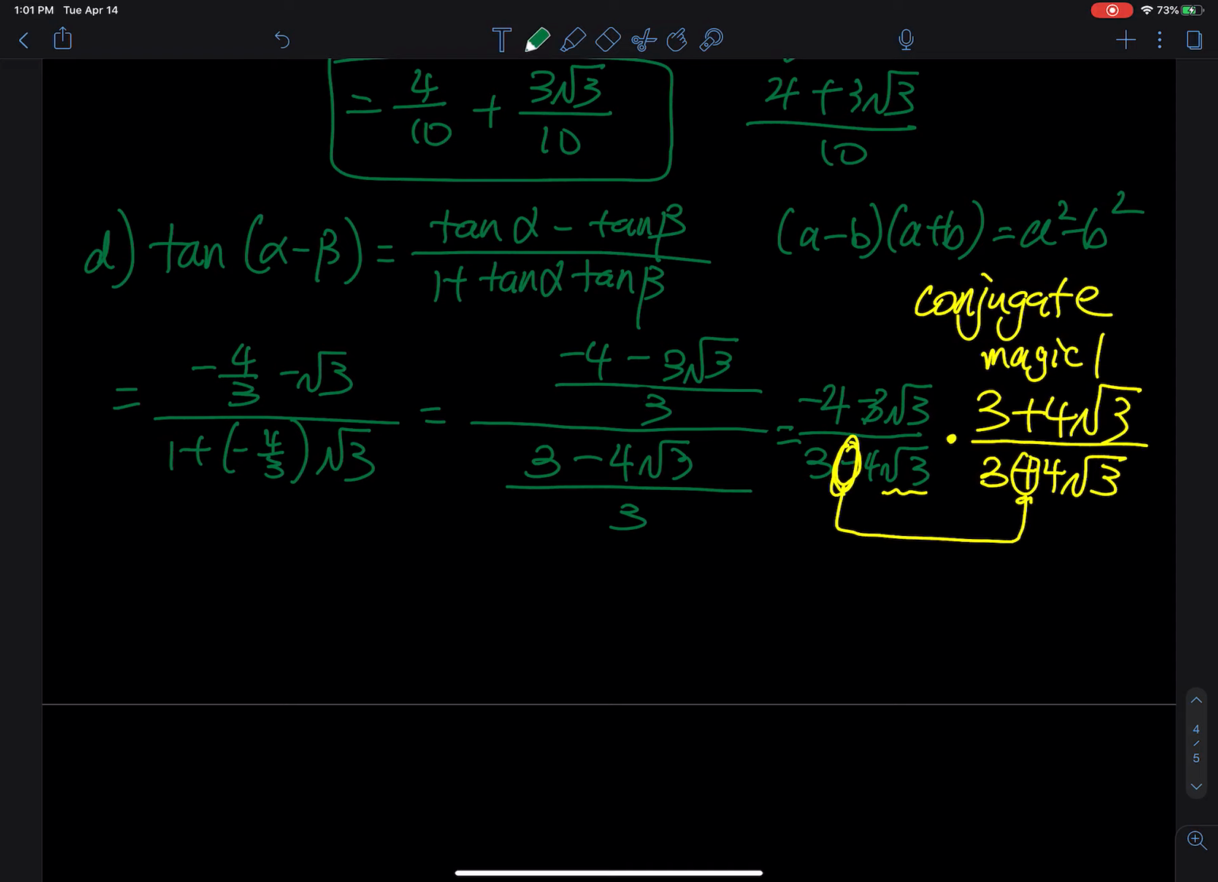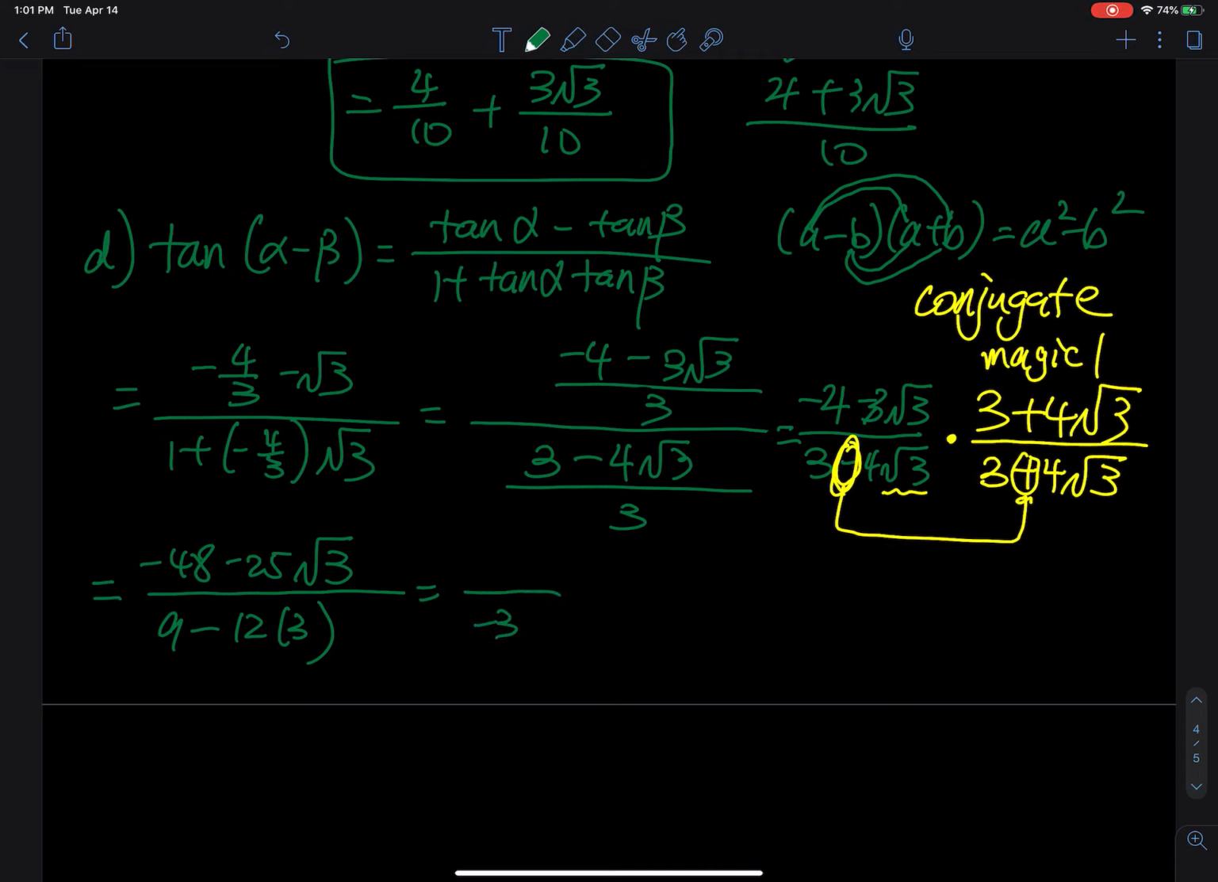Right? It's multiplication. You don't take the negative 4 root 3 times 3. No. You have to multiply like this: A times A, A times B, minus B times A, minus B times B. You have 4 products to do. So you open that up. What do you have? The denominator, you have a 9 minus 12 times 3. The top you have a negative 48 minus 25 times root 3. And then you have negative 39 in the denominator and negative 48 minus 25 root 3 on top.